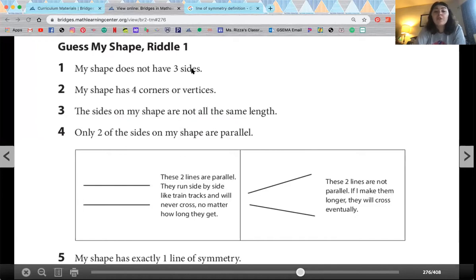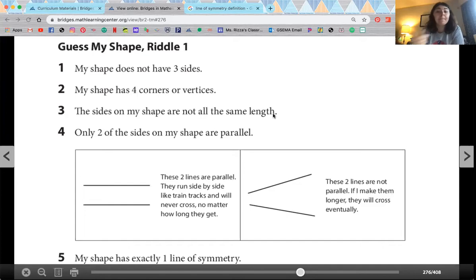So the first clue for the first one is my shape does not have 3 sides. So what shape can I get rid of that I know has 3 sides? It can't be a triangle, so I know it's not a triangle. My shape has 4 corners or vertices. So it has 4 corners or angles on it. The sides on my shape are not all the same length. So I'm thinking of a 4-sided shape I can get rid of is my square.